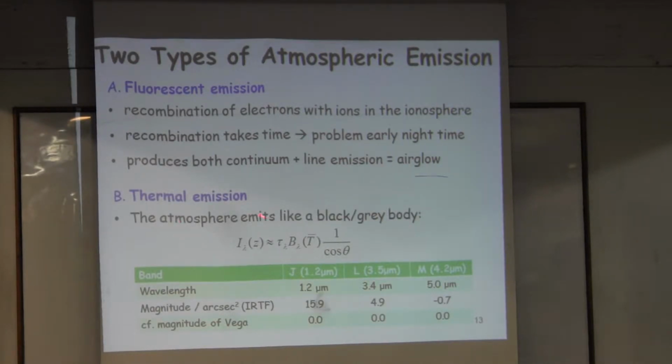And then there's the thermal emission. We just assume that the atmosphere emits like a black or a gray body. And I think Elena will get back to black body emission in her lecture later this week. So the intensity is simply the black body function times the opacity of the atmosphere times a factor here, 1 over cosine theta. Does anyone have an idea what this stands for?